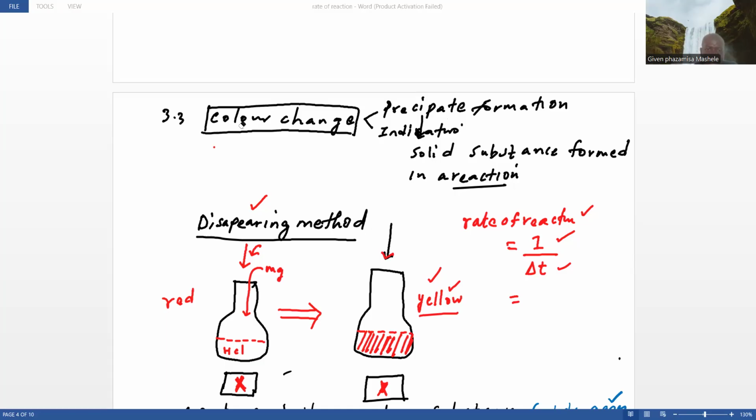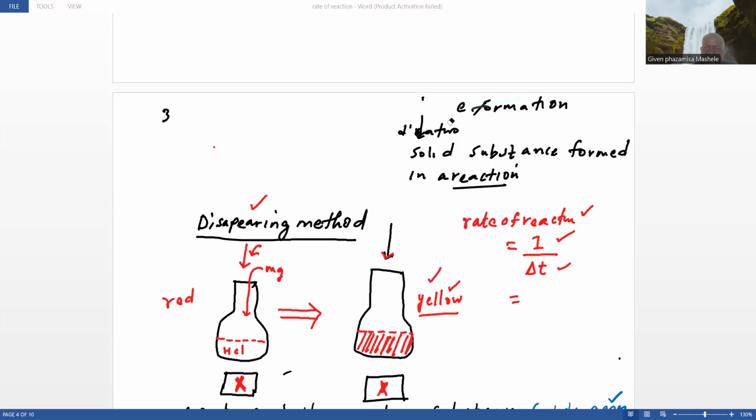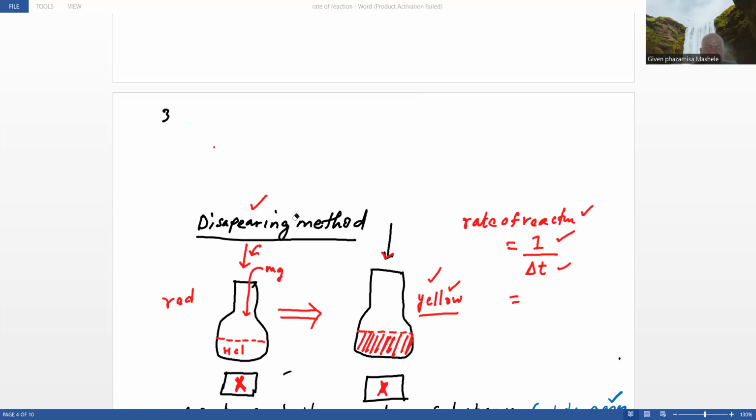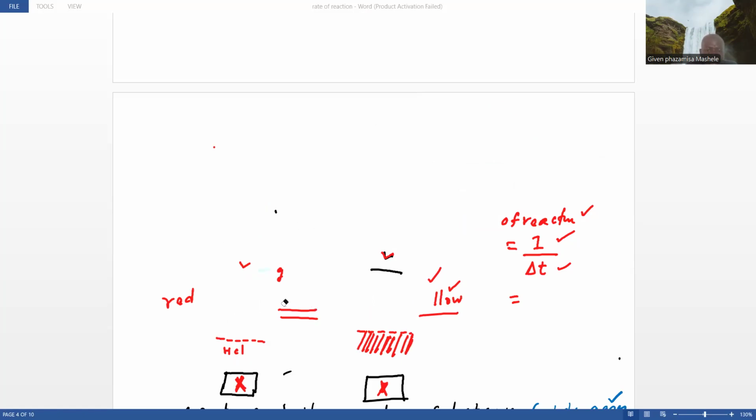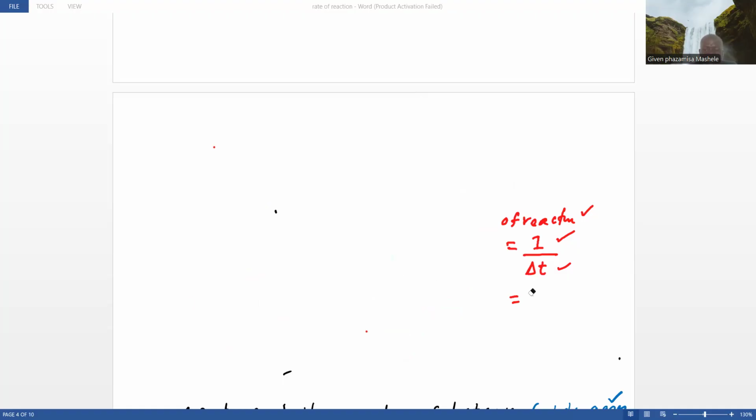So it's three things. It is the color change, it is the changes in mass of the reactants, or it is the change in volume of the gas produced. So three methods. But graphically, if you want to plot a graph, the only way is to use changes in mass or the changes in the volume of gas that is being produced. I believe you are following, guys.